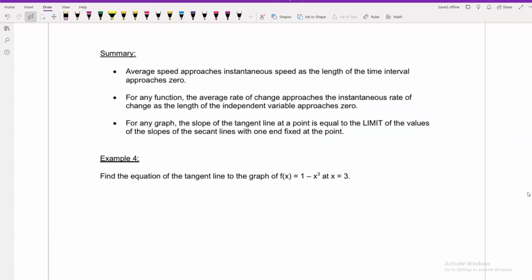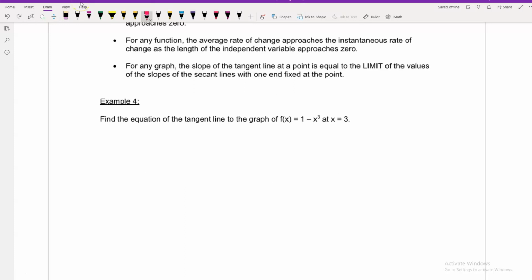So here I summarize what we covered in this section. Average speed approaches instantaneous speed as the length of the time interval approaches 0. So for any function, the average rate of change approaches the instantaneous rate of change as the length of the independent variable interval approaches 0. And for any graph, the slope of the tangent line at the point is equal to the limit of the values of the slopes of the secant lines with one end fixed at the point.